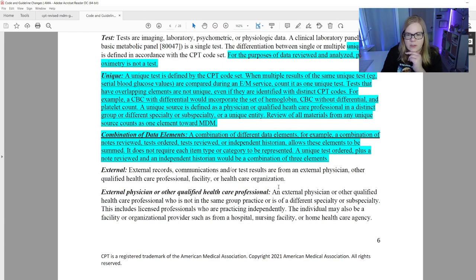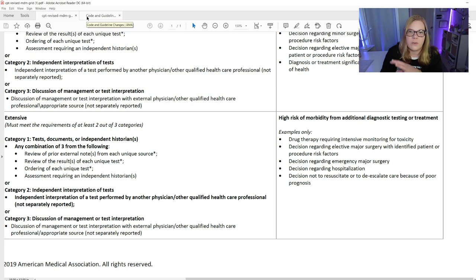If you look here at the definition, it says an external physician or other qualified healthcare professional who is not in the same group practice or is in a different specialty or subspecialty. So for high risk, they do give some examples only, but it has to be something along this level of severity of risk.